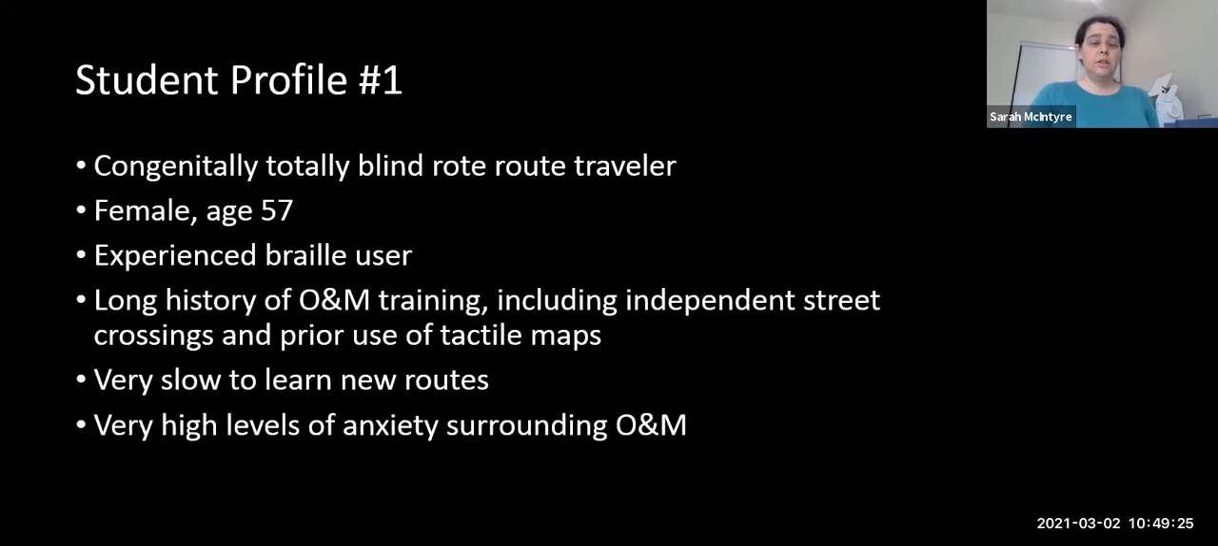She had done independent street crossing. She had used tactile maps before, although nothing like a Tmap. Very, very slow to learn new routes, and extremely high levels of anxiety surrounding O&M. To give you an idea of where she started, the first time I worked with her, she took 6 months to learn 2 routes, one of which was an L-shaped route from her house to the dumpster in her apartment. Very, very slow learner, extremely high anxiety. And so that was our starting point.